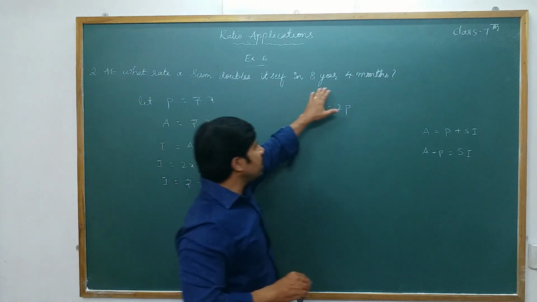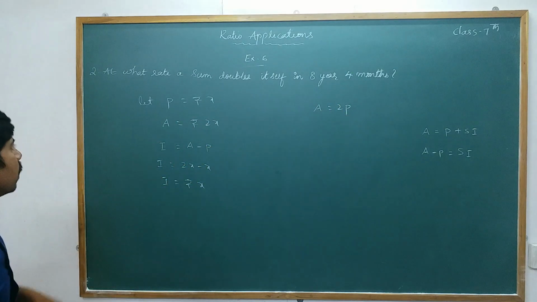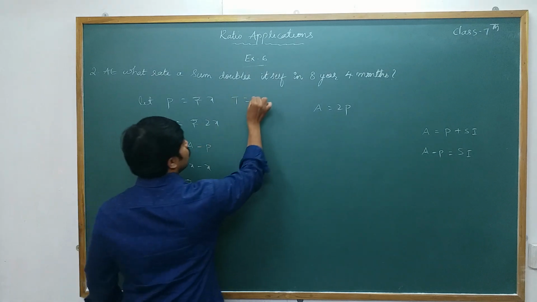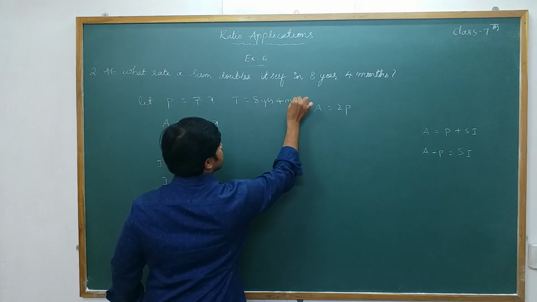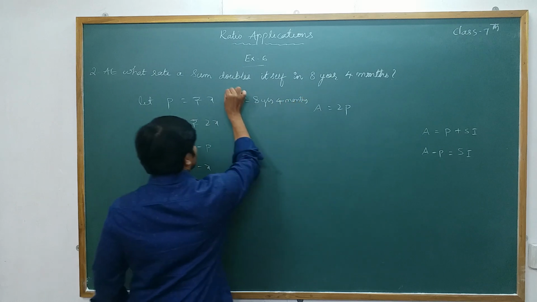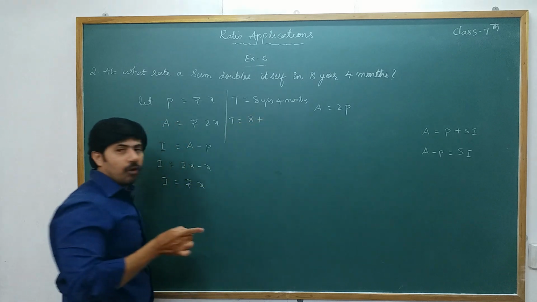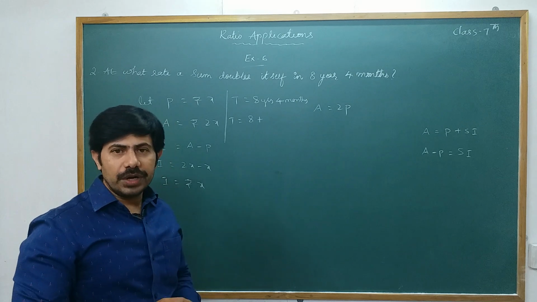So this 8 years 4 months you have to convert in terms of years. So how to convert that in terms of years? So time, I'll write it here. T is equal to 8 years 4 months. So T is equal to 8 years plus 4 months. In order to convert months into years, always you have to divide by 12.